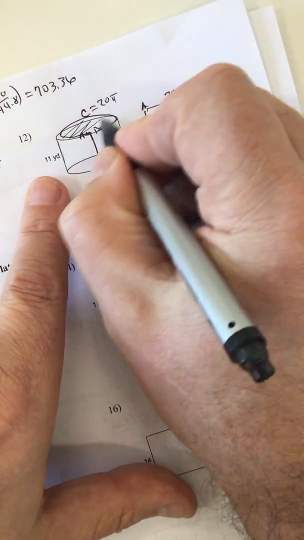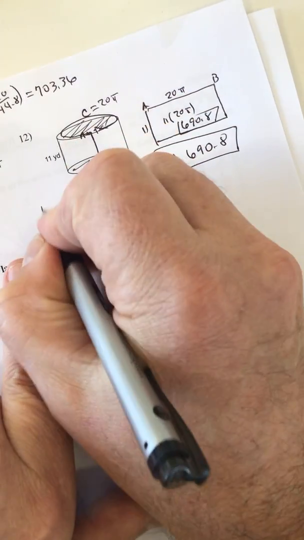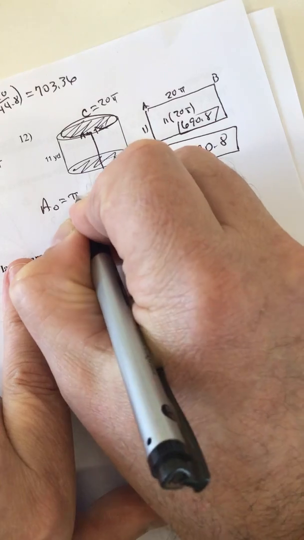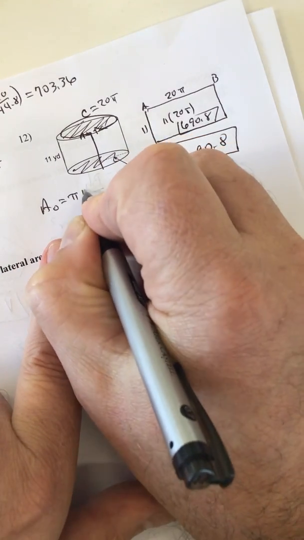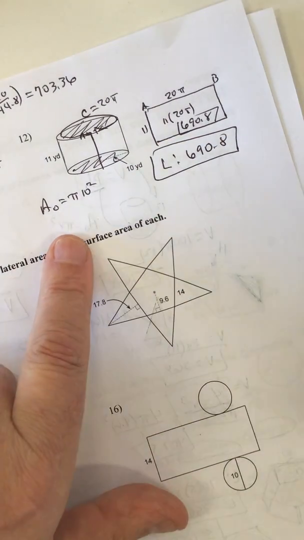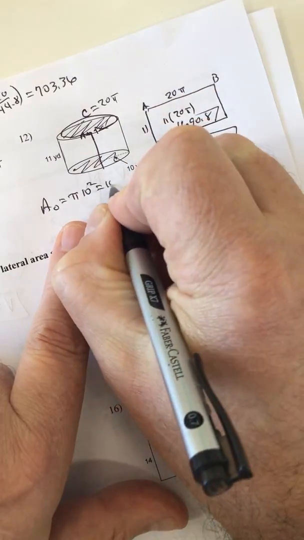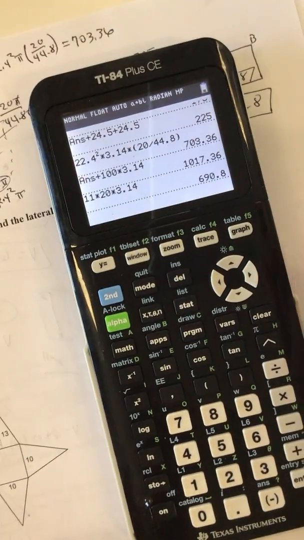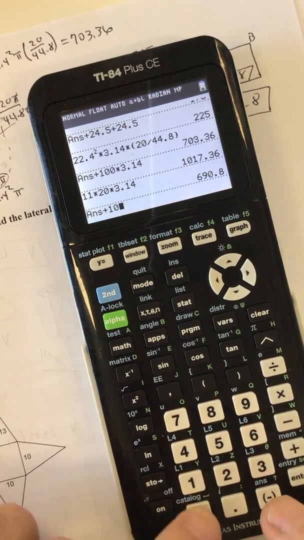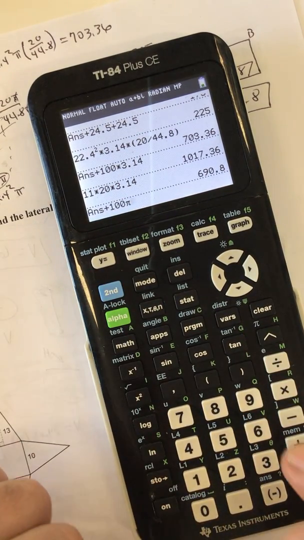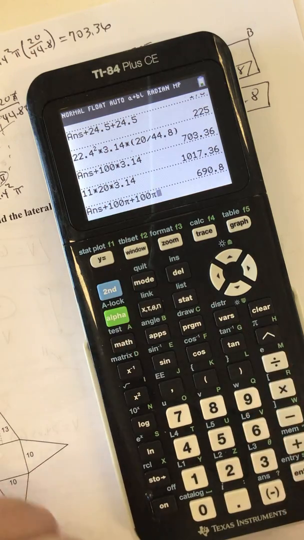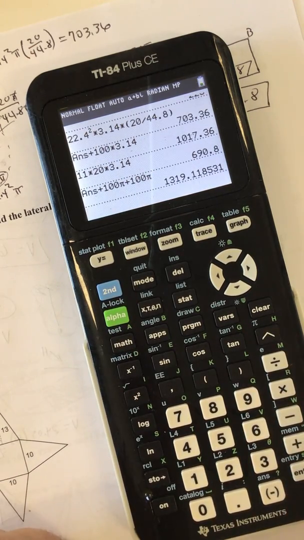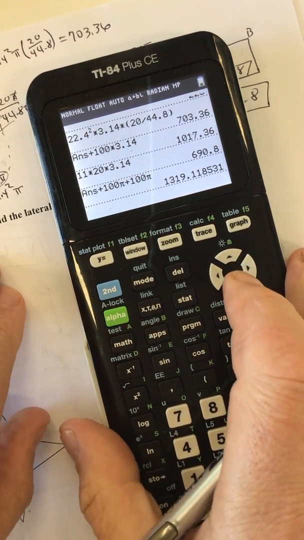And then I need to add the top lid and the bottom lid. The area of a circle is pi r squared, so it's another 100 pi for the top and another 100 pi for the bottom. So I need to take this 690.8, add 100 pi plus another 100 pi. That's 1319.1.